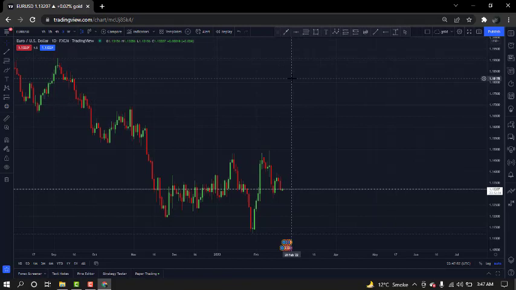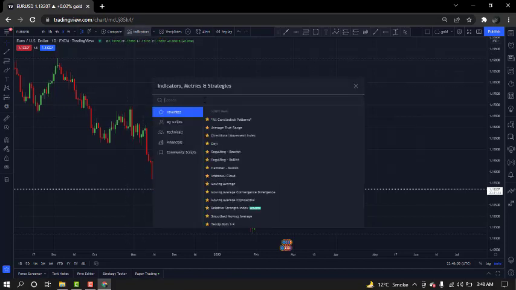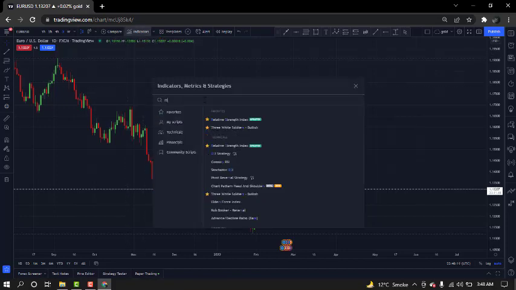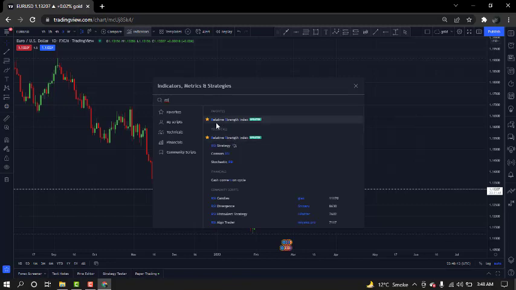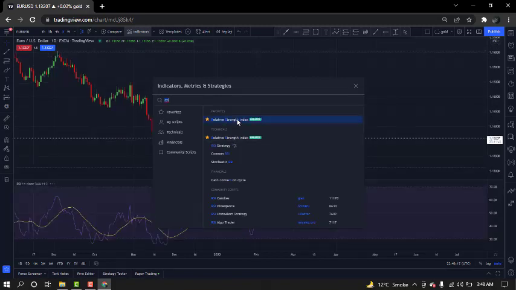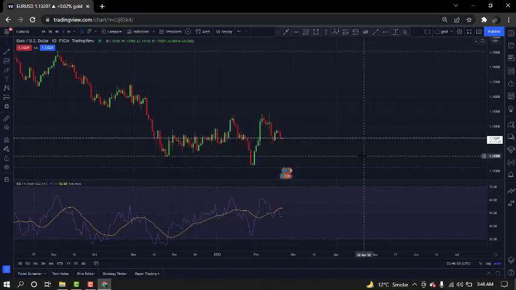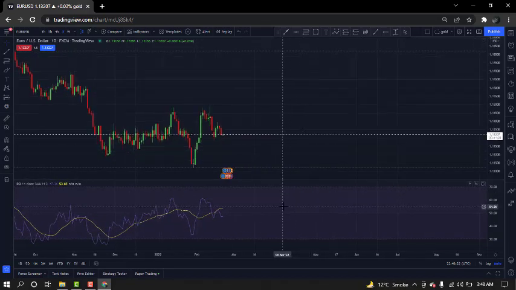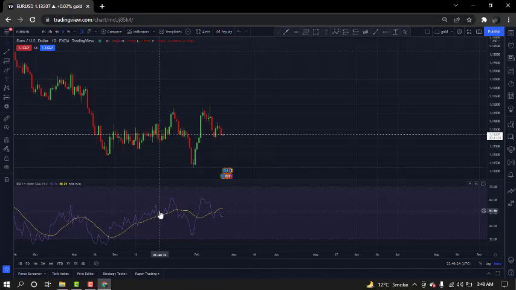Today we talk about RSI. So let's go in the indicator section, write RSI and relative strength index. Select it. Now you can see here the RSI indicator.